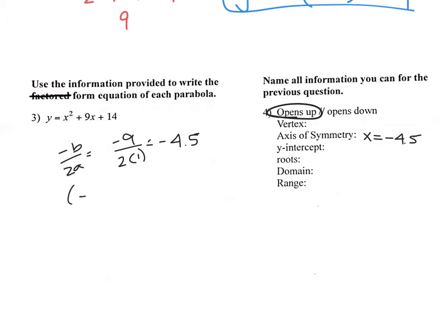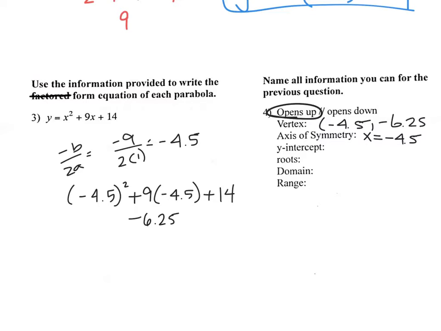All right, x equals -4.5. You can use a calculator on this one. Plug in for the vertex. I'm going to do -4.5 squared plus 9 times -4.5 plus 14. And I'm going to go ahead and use a calculator to simplify that. And I got -6.25, all right? So that's going to make my vertex (-4.5, -6.25), the -4.5 from the axis of symmetry, the -6.25 from when I plugged it in. Y-intercept comes from the equation out here. It's going to be (0, 14).